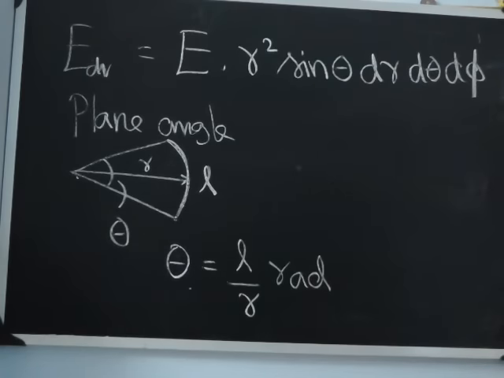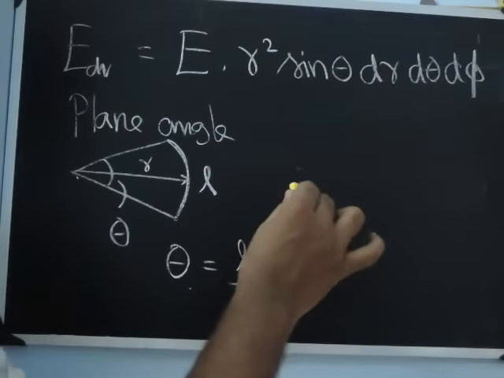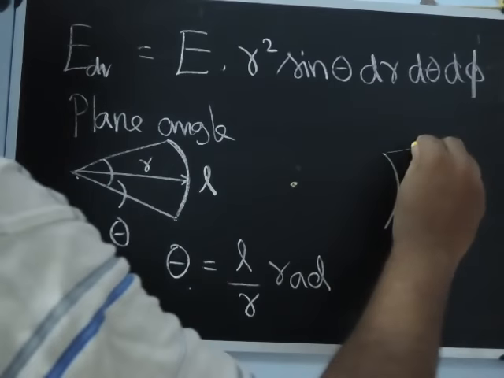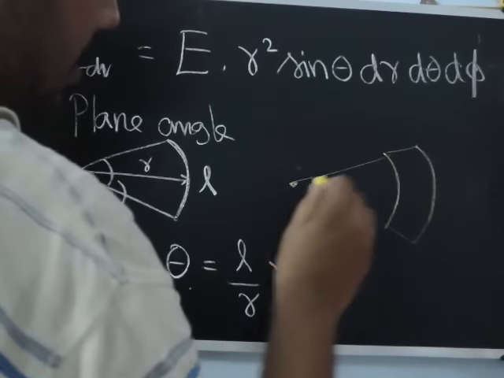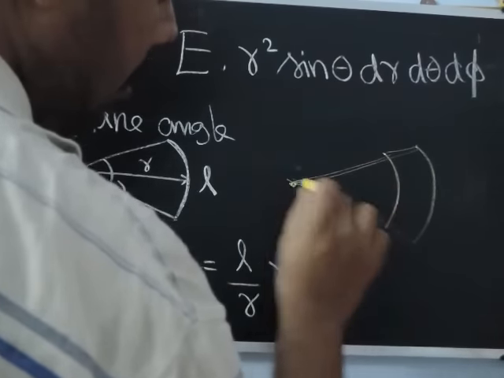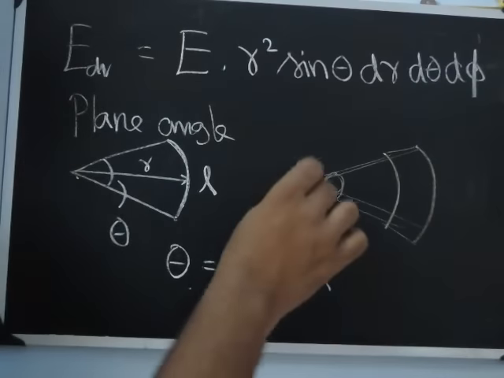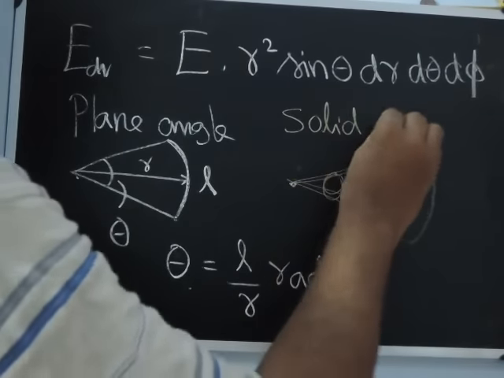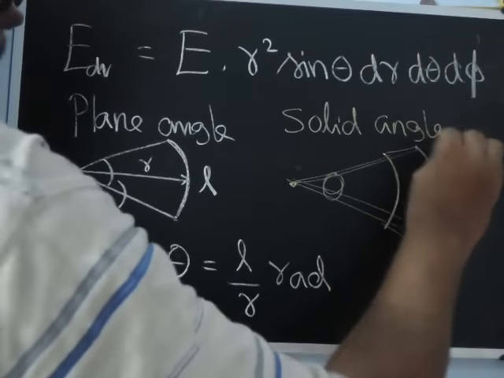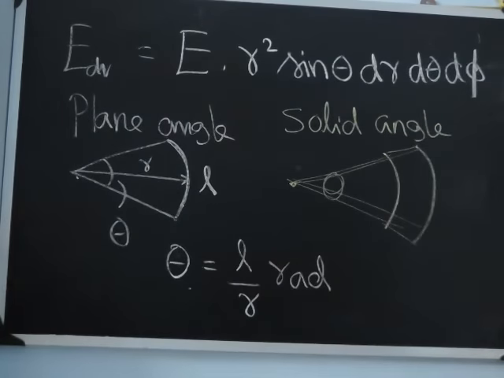Similarly, the angle subtended at a point by an area, any area, I'm choosing a curved surface area here. So the angle subtended by this entire area, this angle here, will be called the solid angle. You can imagine the cone: the angle subtended inside the cone, the entire thing, not between any two lines, the angle of the entire cone, will be a solid angle.